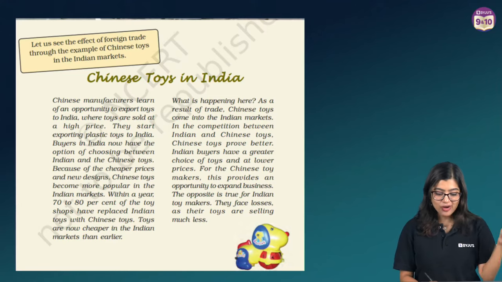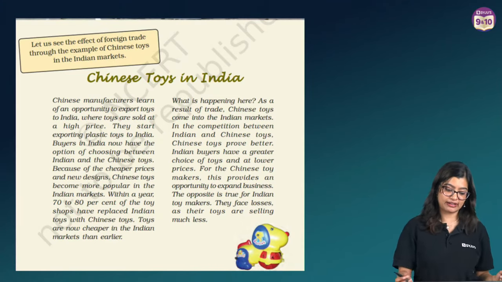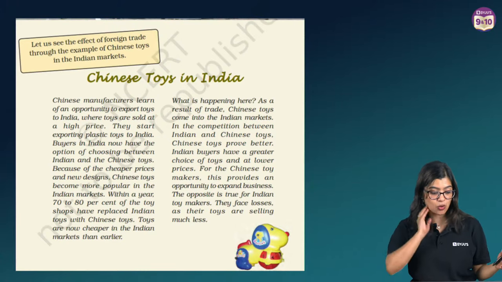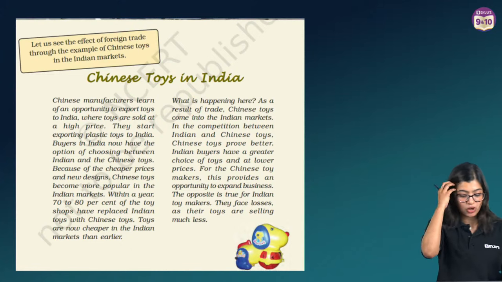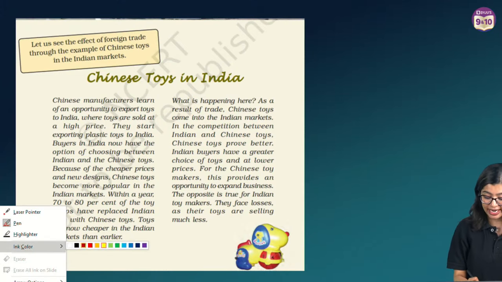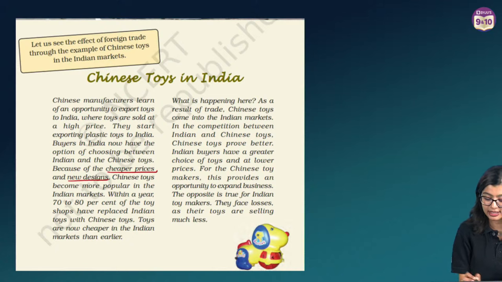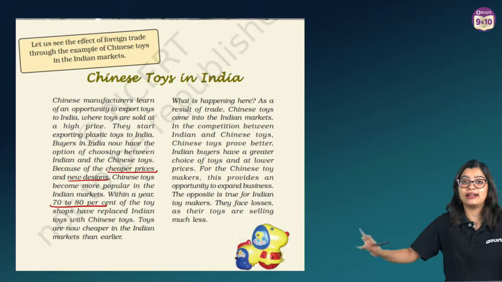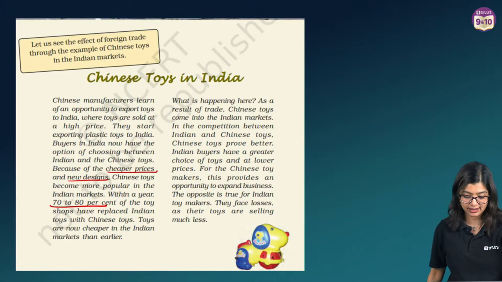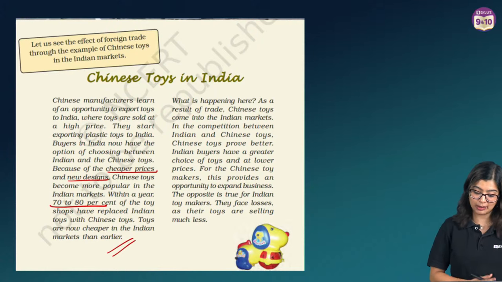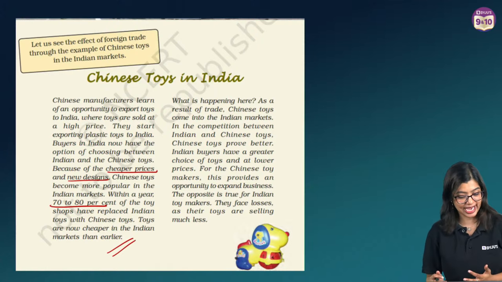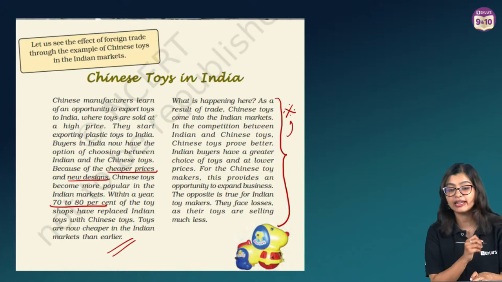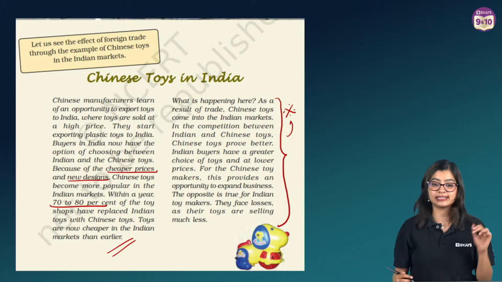Yes? Now, of course, we have the example of how Chinese toys have been sold in India, where Chinese manufacturers found that toys in India were being sold at a high price, right? Eventually, we saw that the Chinese toys were being sold at cheaper prices with new designs, which is why in one year, we see that over 80 to 90% of the market was occupied by them, right? Thereby, toys are now cheaper in the Indian market than earlier, yes? So you need to have a look at this aspect. This case is very, very important for us.